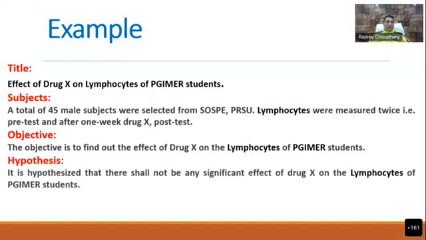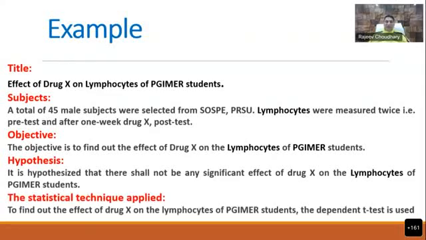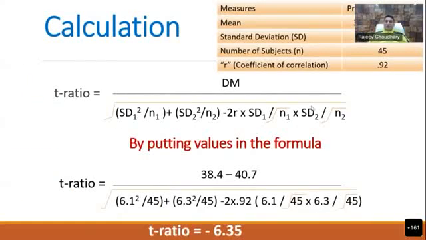The objective of the study is to find out the effect of X on lymphocytes of PGIMER students. The hypothesis is that there shall not be any significant effect of drug X on the lymphocytes, and the statistical technique used to find out the effect of drug X on lymphocytes, since we are discussing the application of dependent t-test, is the dependent t-test. See the calculation manually.